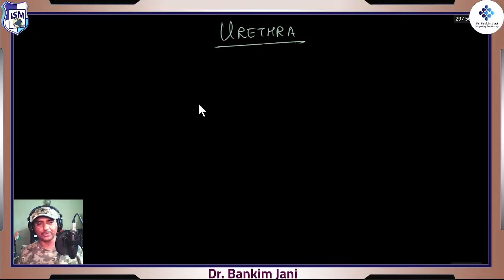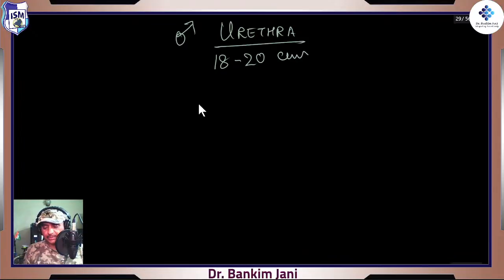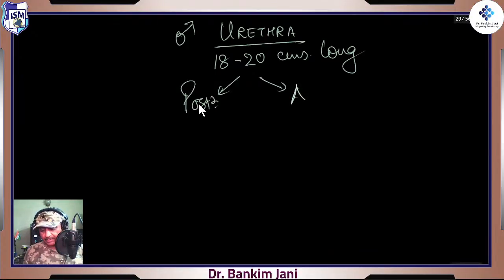This is a very easy topic. Very easy, literally. Everything is crystal clear, that this is the path and how it really goes. So let's start with the male urethra, about 18 to 20 centimeters long. Let's divide it into two parts: one is the posterior urethra, and the second is the anterior urethra.